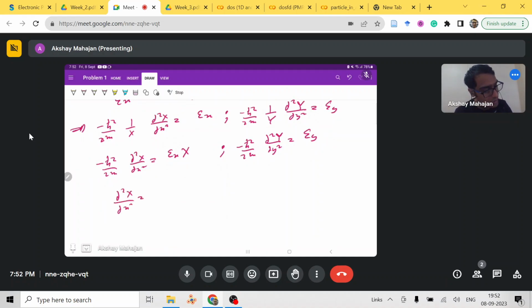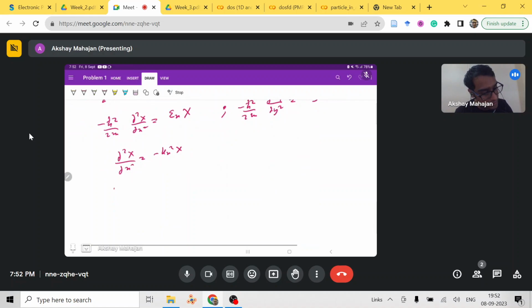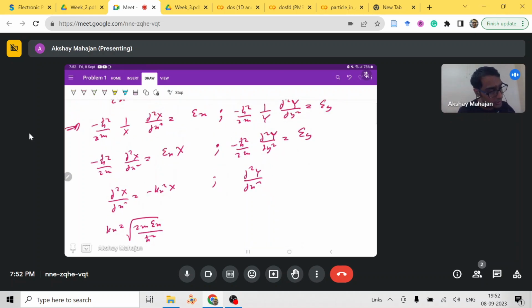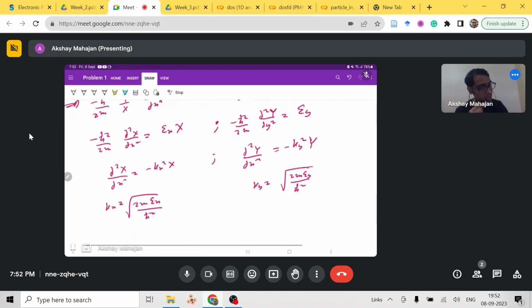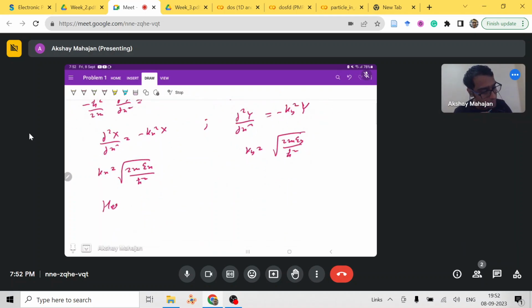Now we can do the same thing as we have done earlier, and write it as minus kx square times X, where kx will be equal to the square root of 2m epsilon x by ħ². And similarly I can write del square Y by del y square equals minus ky square times capital Y, where ky will be equal to the square root of 2m epsilon y by ħ². You can check this. This has been done earlier as well, and here also we have epsilon equals epsilon x plus epsilon y.